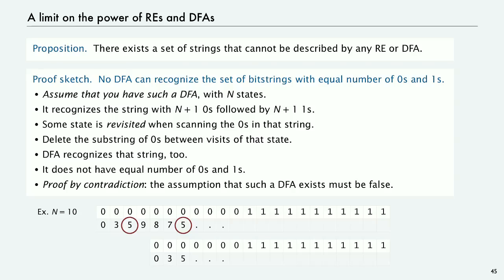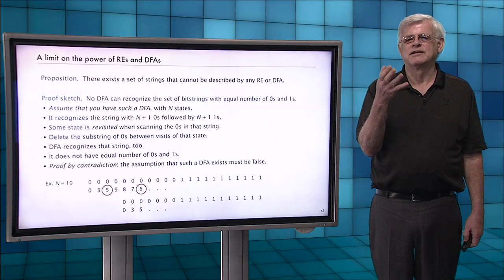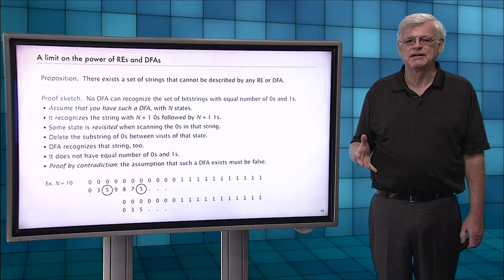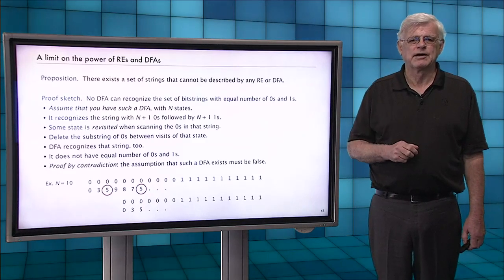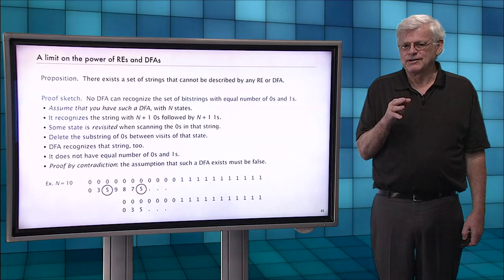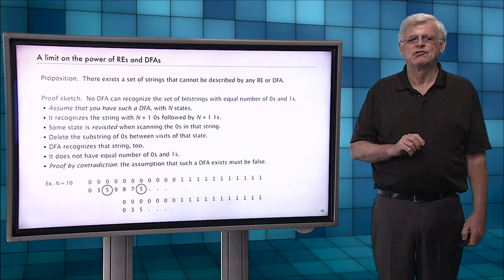It's recognizing a string that we said it didn't recognize, so the assumption that we started with, that such a DFA exists, must be false. That's a proof that there's a set of strings, and a pretty simple one, that can't be described by any DFA or regular expression. So that's a first result in theoretical computer science. There's a limit on what we can do with this kind of machine.